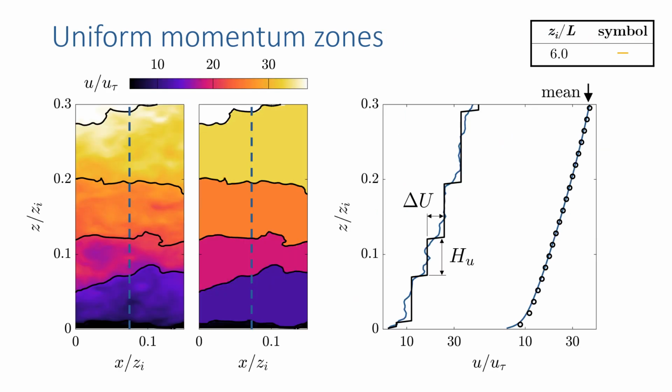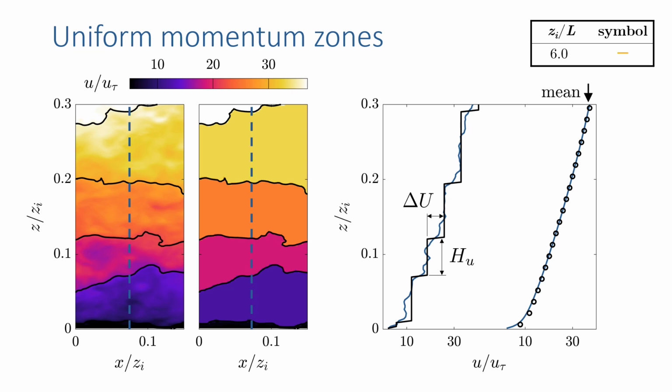To study this, we used the existing framework of uniform momentum zones that I introduced earlier in the presentation. On the left-hand side, we have an instantaneous velocity field focusing on the bottommost portion of the boundary layer, where you can see that this field is fairly well approximated as a series of uniform zones. The middle panel here shows this approximation where we're assuming the velocity is constant inside each of the zones.